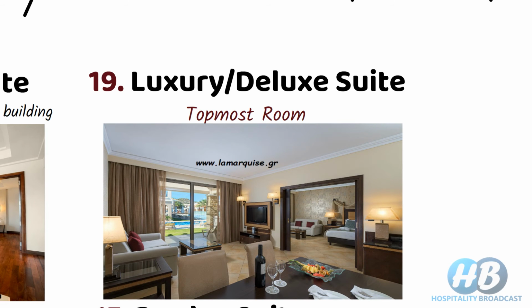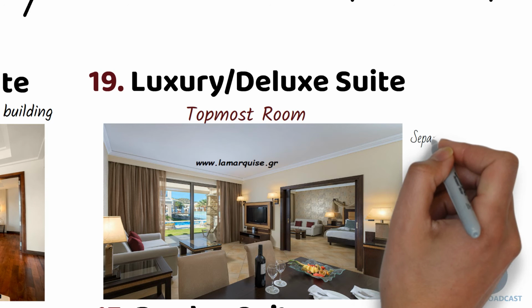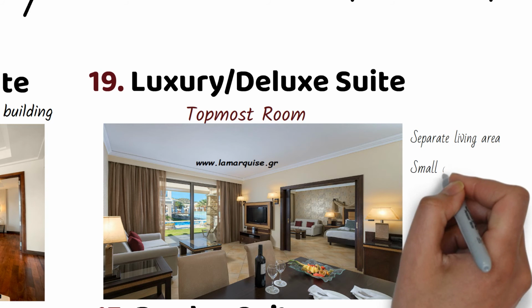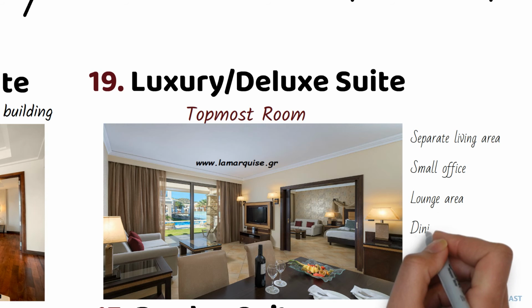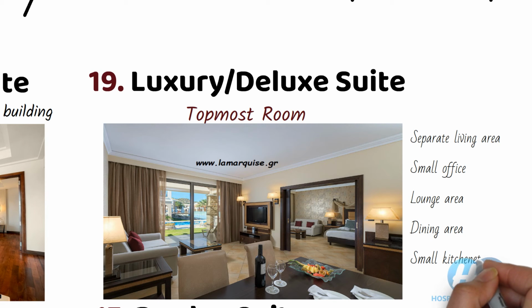This suite may be a combination of several rooms and you may also find one master bedroom, one guest bedroom, a separate bathroom for these two, and even one bathroom in living area too. You may find a separate living area, small office, lounge area, dining area with attached small kitchenette and even a revolving bar. This is the best room in a hotel you can think of.